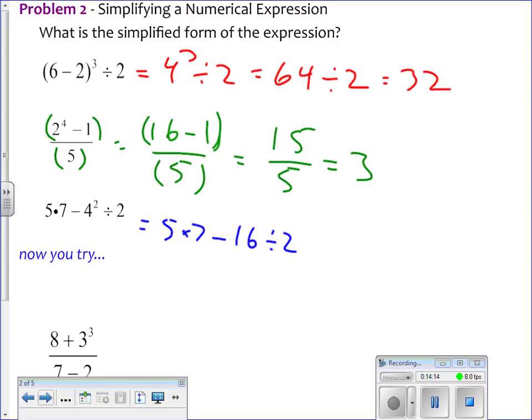So I do 5 times 7, 35 minus, I do this, minus that, which is 8. Do my multiplication and division at the same time going through. And now I only have one thing left. I do that next, 35 minus 8 is 37. Thank you.